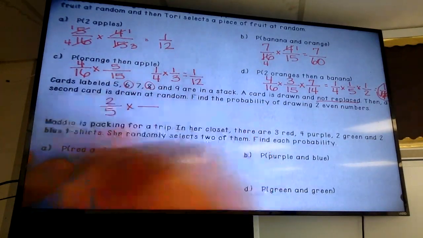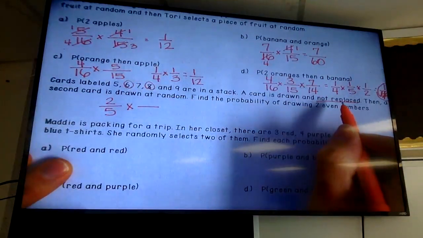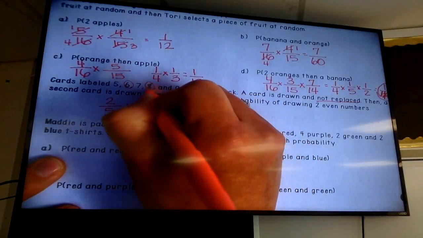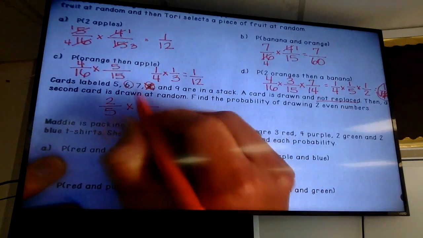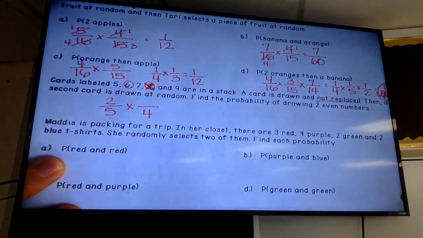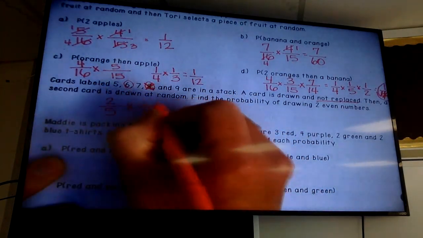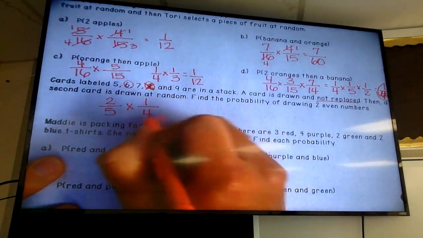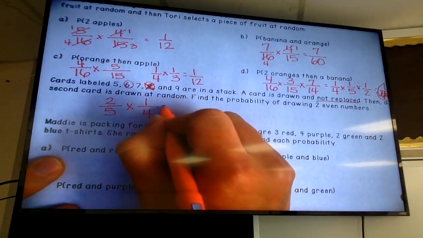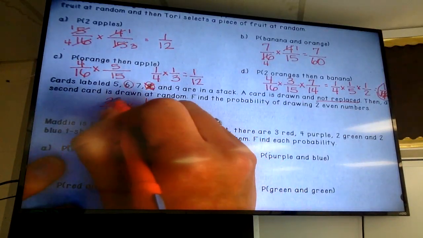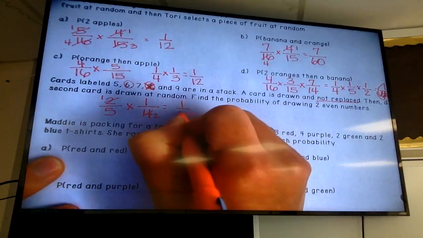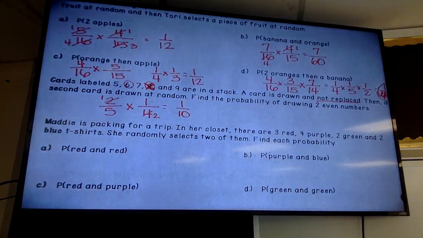Times, let's talk about the second time. Because I drew a number and did not replace it, that means, let's say the first time I drew an 8. That means the 8 is gone, leaving me only 4 cards left. And now only one of them is an even. So my second time, it's going to be a 1 out of 4 chance I draw an even. So I can simplify a little bit here with the 2 and the 4, and I would find out that I have a 1 in 10 shot of getting 2 even numbers.